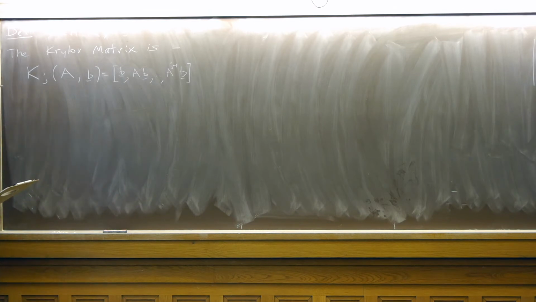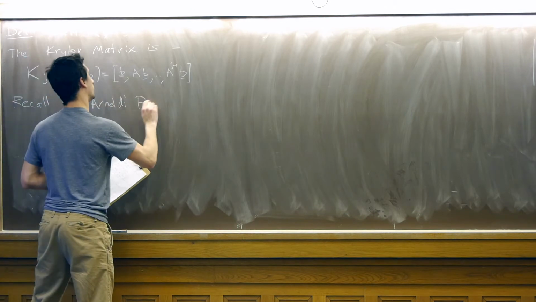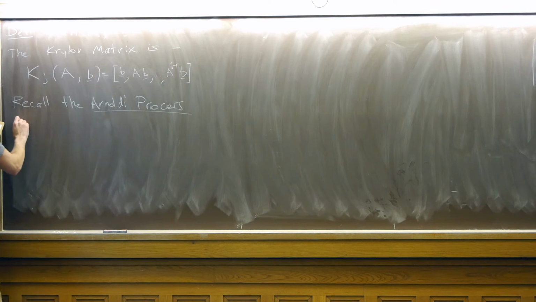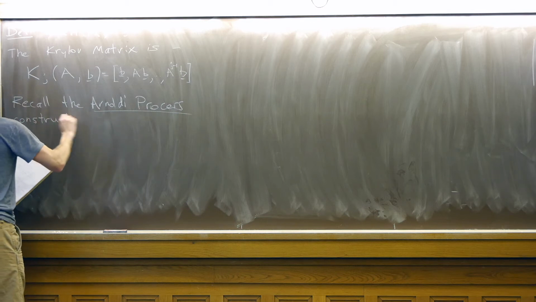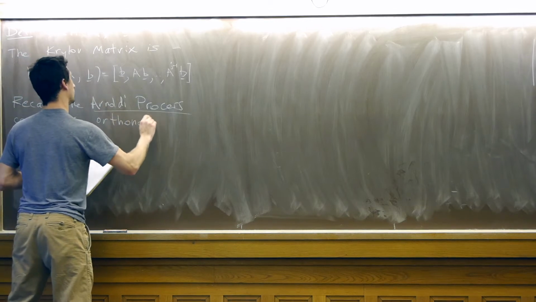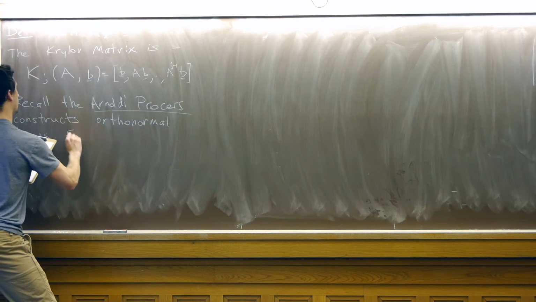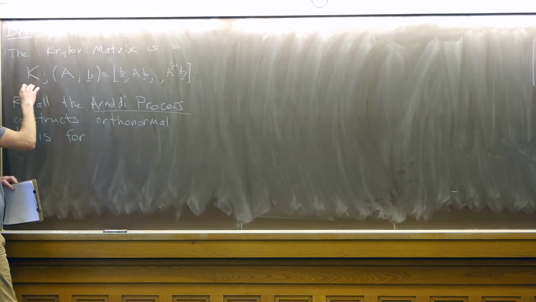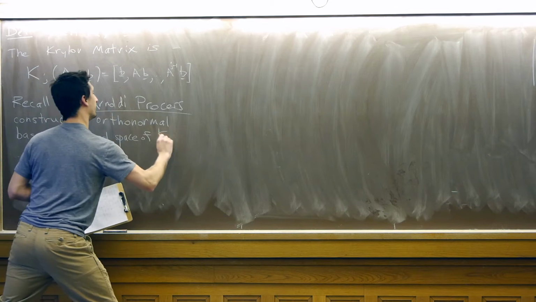Okay, and we're going to look specifically at the QR factorization of a Krylov matrix. To make this statement that we prove in CS 515, we want to talk a little bit about the Arnoldi process. Given matrix A and vector B, the Arnoldi process constructs an orthonormal basis for the Krylov subspace, which is just the column space of the Krylov matrix.